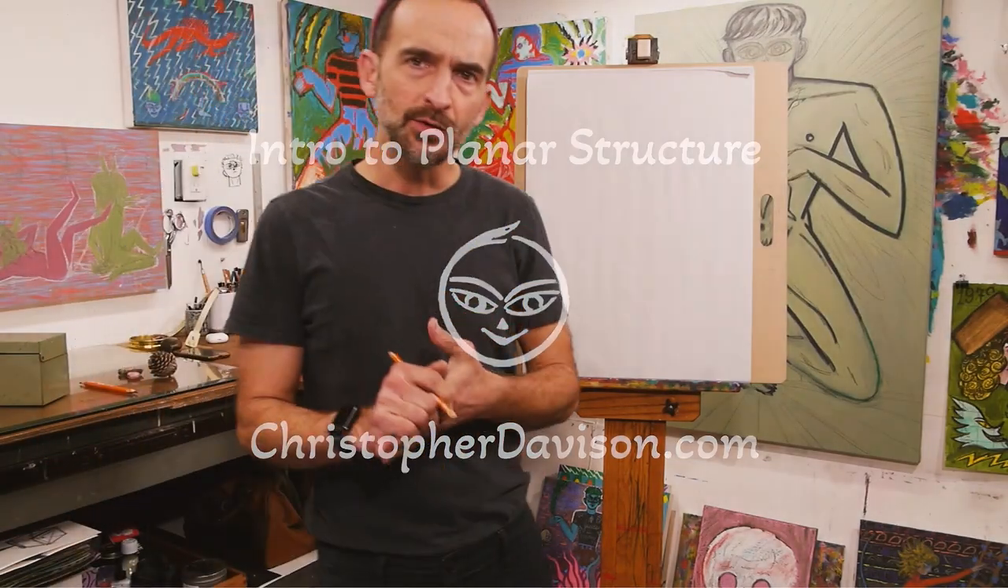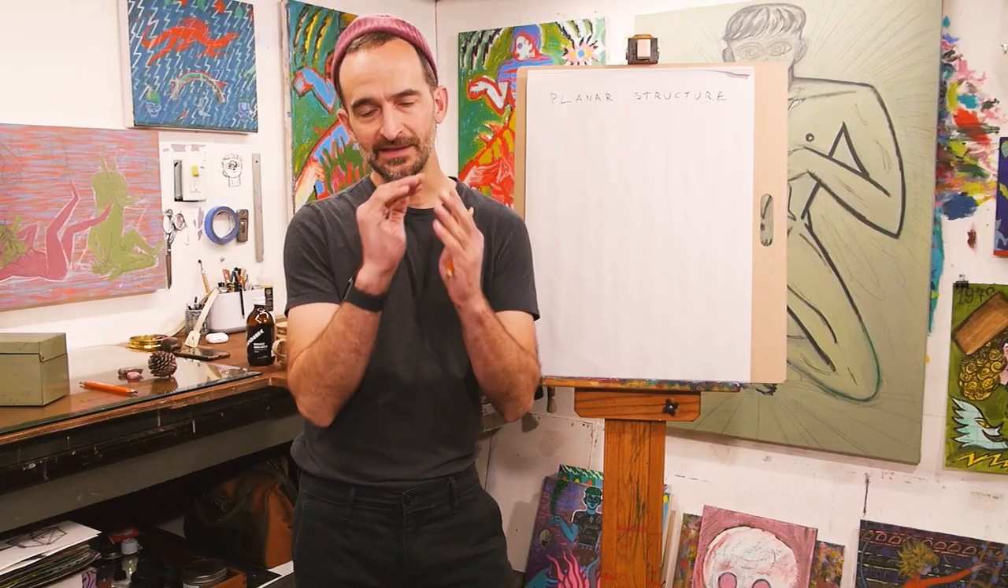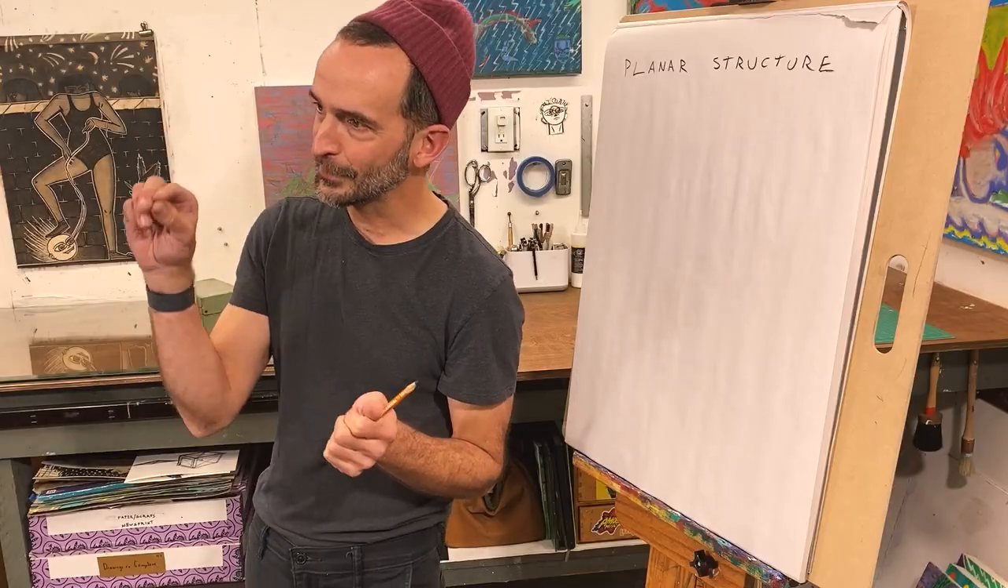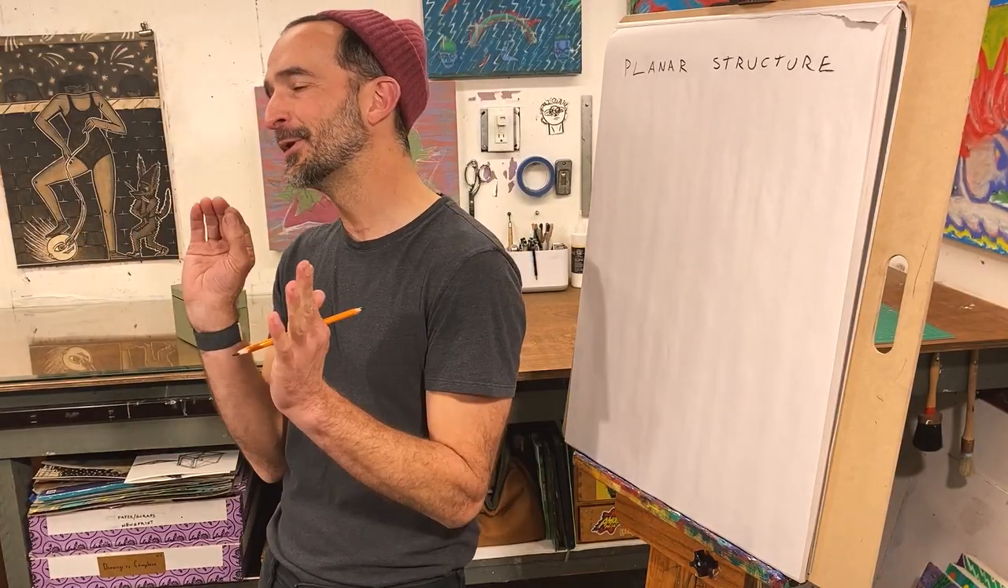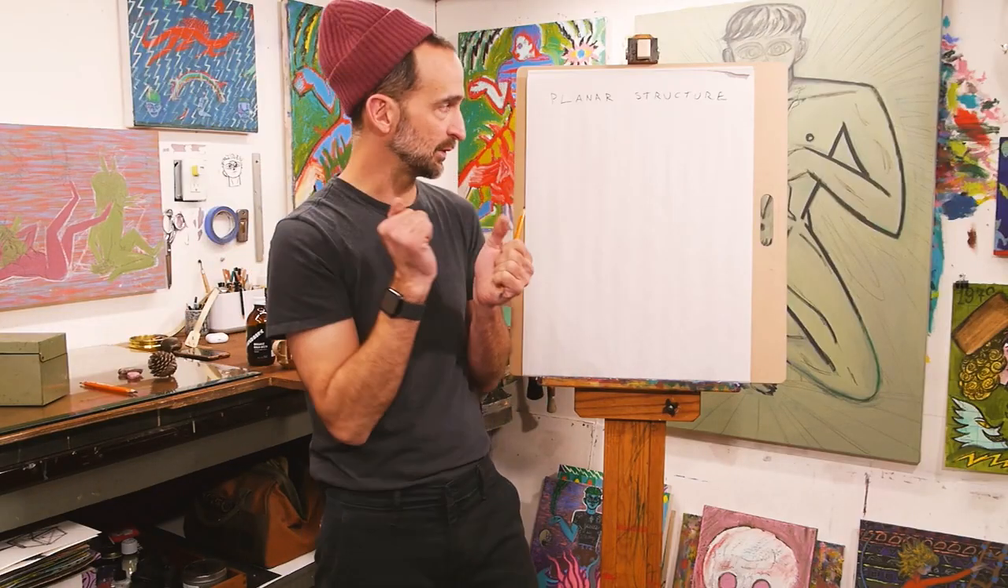All right, today's video is on planar structure. So, not unlike cross contour, planar structure looks for the interior structure of something. And again, most people draw with an outline, no shame on outlines, but what we're looking for with planar structure is what's going on between the outlines, just like we were doing with cross contour.